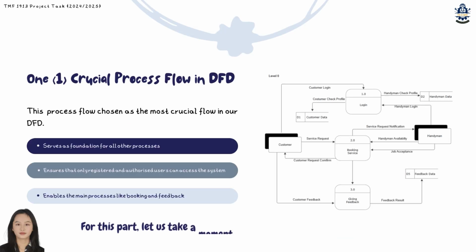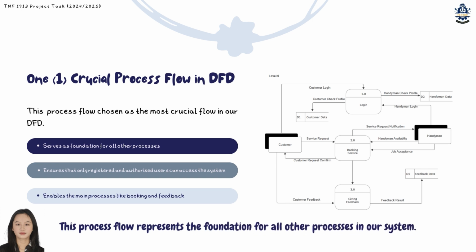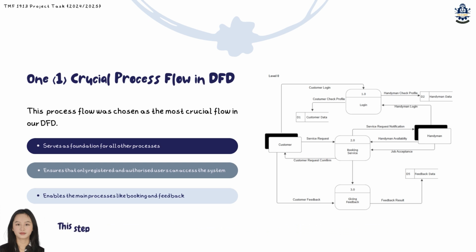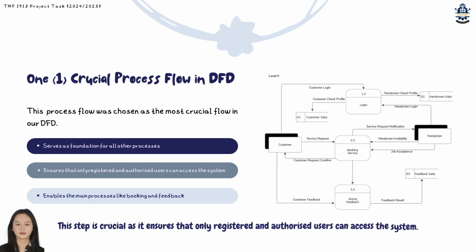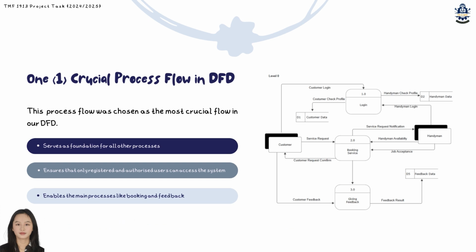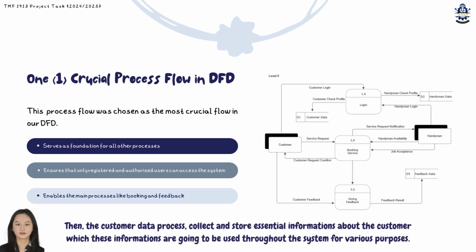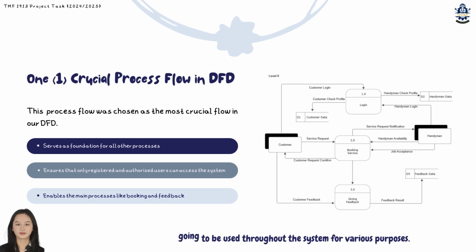For this part, let us take a moment to focus on this crucial process flow. This process flow represents the foundation for all the other processes in our system. This process starts with the customer logging in to review their profile. This step is crucial as it ensures that only registered and authorized users can access the system. Then, the customer data process collects and stores essential information about the customer, which is going to be used throughout the system for various purposes.